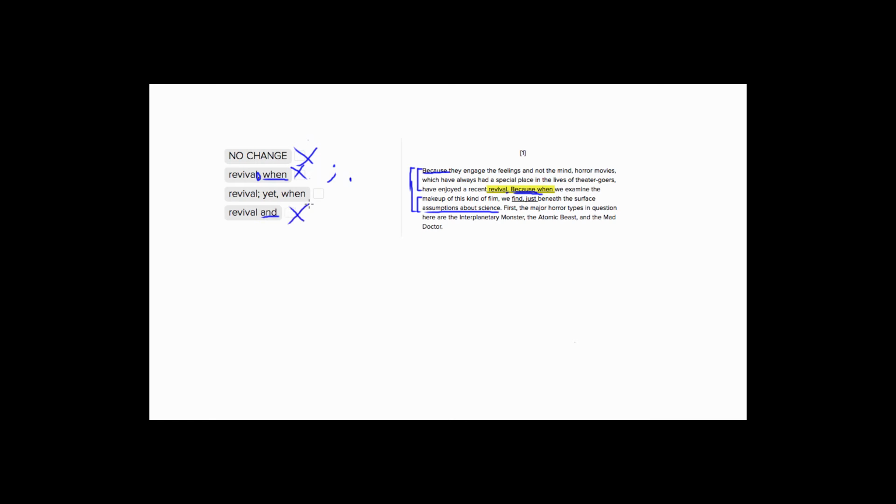Choice 3 is good for a lot of reasons. One, you have the semicolon, which is able to combine these two separate standalone phrases, this one and this one. So that's good. "Yet" is also good because it's a logical transition word that talks about how horror movies have always had a special place in the lives of theatergoers, yet we're additionally finding out this stuff about science with horror movies. So it's really logical. It has that comma there for a pause, and it doesn't commit any punctuation errors. So choice 3 is going to be our right answer.